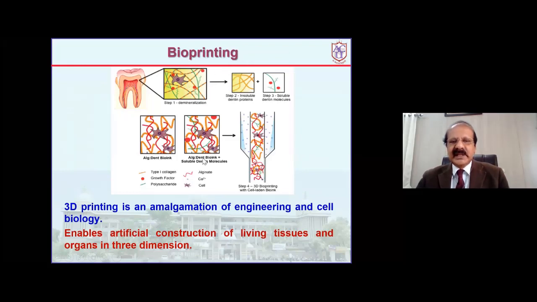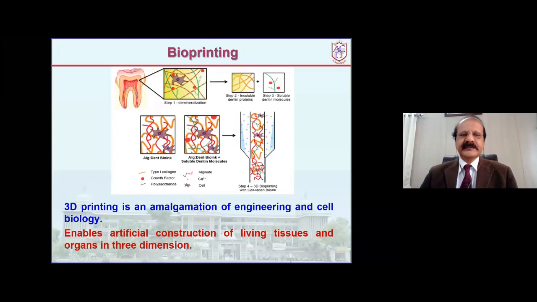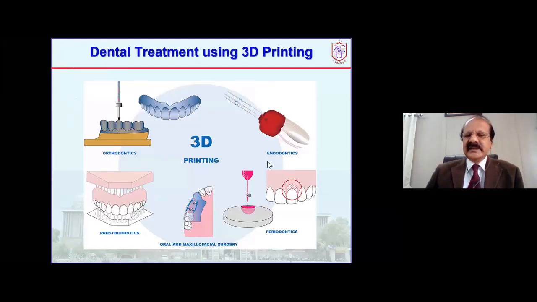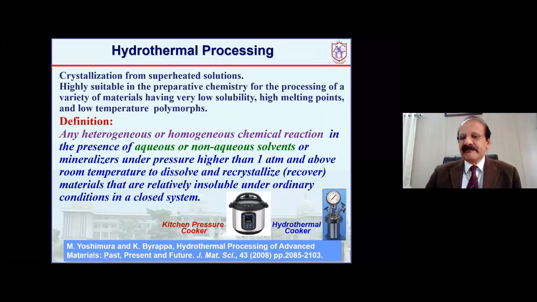Now I give you here a picture of bioprinting, wherein it is nothing but an amalgamation of engineering and cell biology put together. So this is what you find in bioprinting, very popular nowadays, and it enables artificial construction of living tissues and organs in three dimensions. And coming to the 3D printing applications in dentistry, you can use it in orthodontics, endodontics and periodontics, oral and maxillofacial surgery and prosthodontics applications. So 3D printing has a special mention today in the current scenario in dentistry.